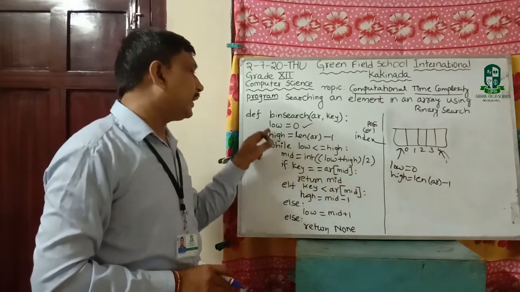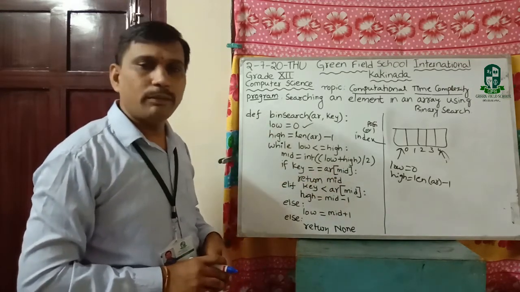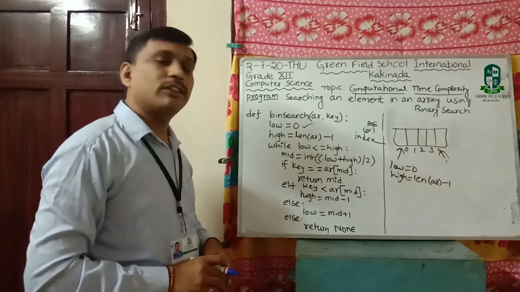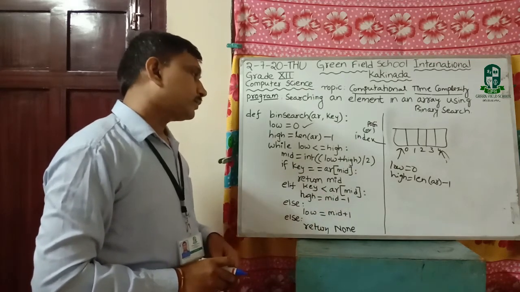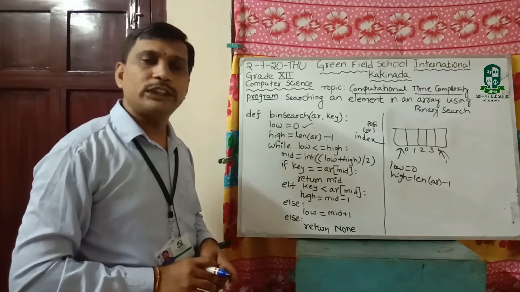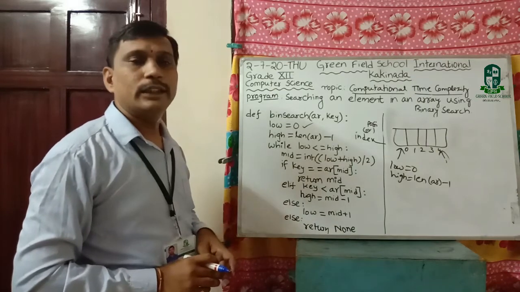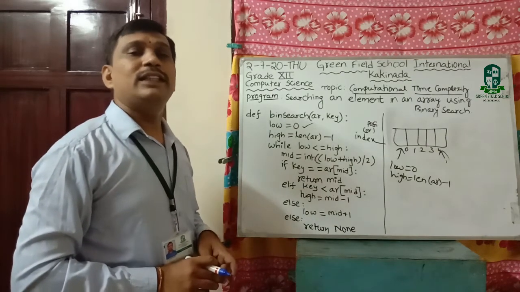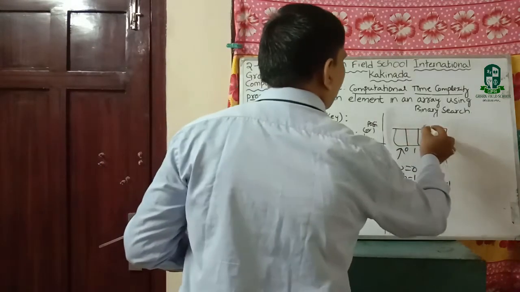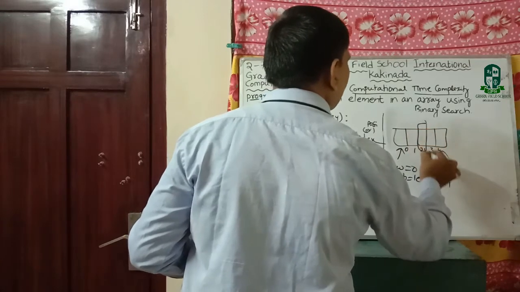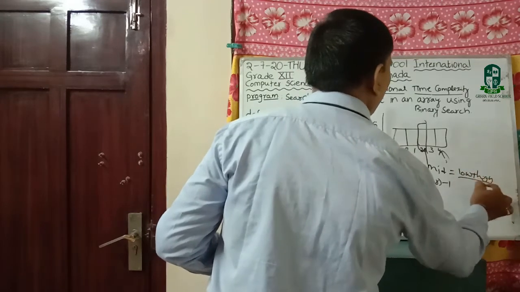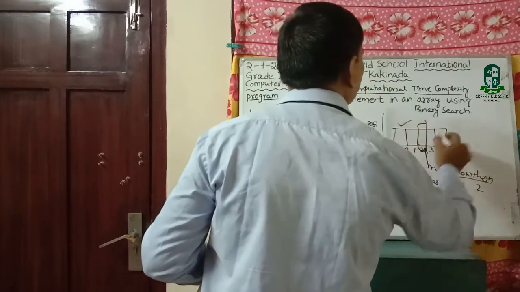See here, mid, high, low, these are all positions of the elements, indexes. If key is equal to array of mid, then our key element is found at the mid position, and we return the value of mid. Suppose the key element is less than array of mid, then we continue the search. This one is mid, low plus high by 2.